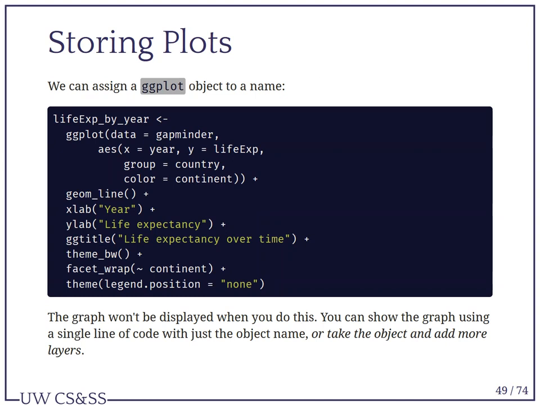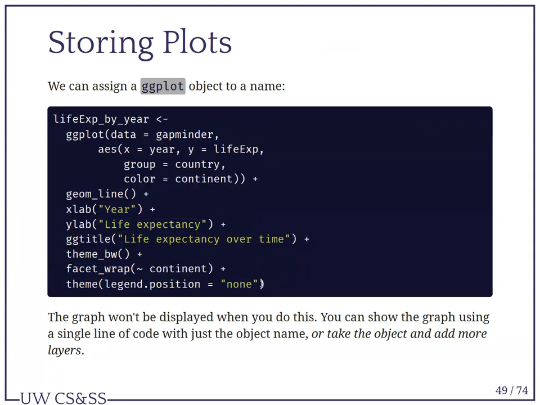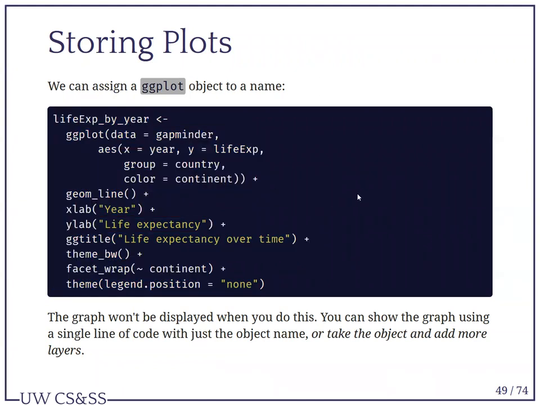So if we want to store plots, we can assign a ggplot object to a name. So we can say life expectancy by year and assign it all of that plot we just created, or assign all of that plot we just created to life expectancy by year. When you do this, the graph will not be displayed. It will just get stored in this object and move on.